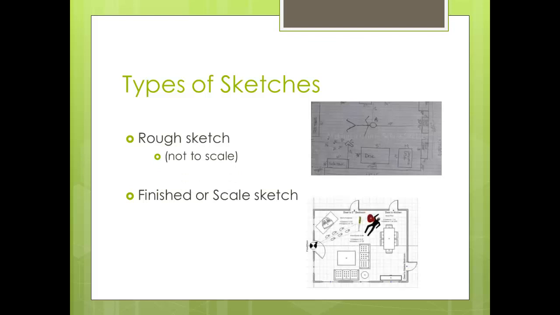The finished sketch is drawn to scale, meaning that a specific amount of distance noted on the sketch equals a specific amount of distance in real life, and that scale exists across the entirety of the sketch or diagram, similar to the scale of a geographical map. The scales used will be covered a little later on in this presentation.